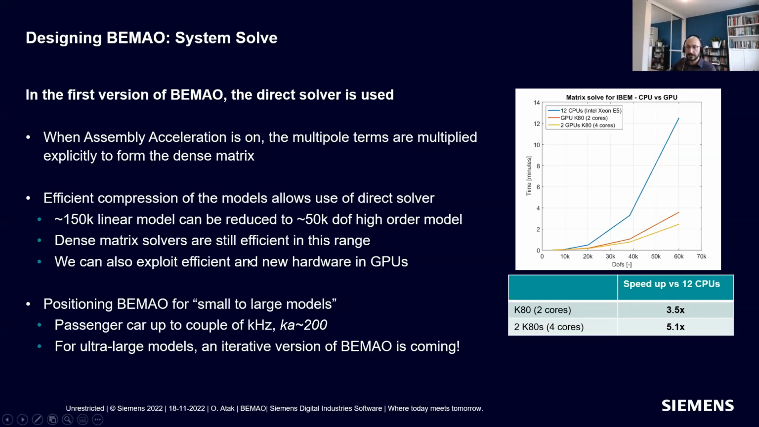So what used to be an industrial problem of maybe 150K linear model is now reduced to 50K. If it's a 50K model, it's reduced to 20K. This compression puts us in a region where dense solvers are still efficient. Of course they're not scalable, it would still be cubic n scaling, but they're efficient. It also allows us to exploit other hardware, like GPUs, for instance. In the release version, GPU is not yet supported, but it's on the roadmap and coming up.